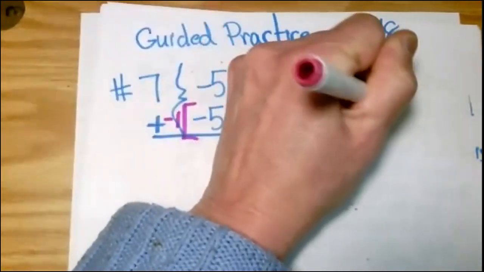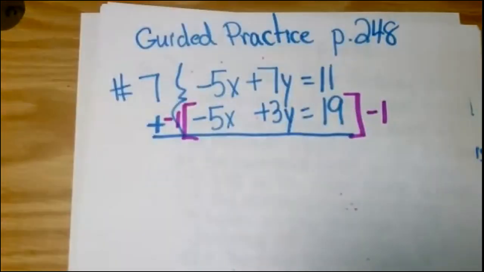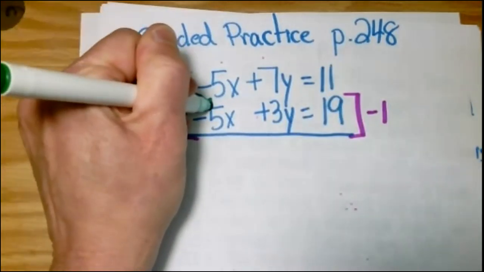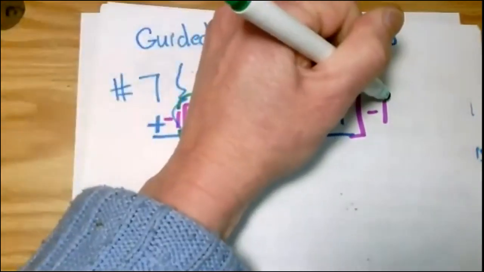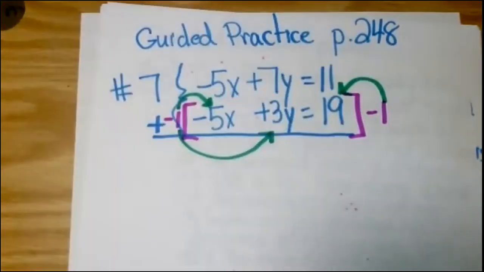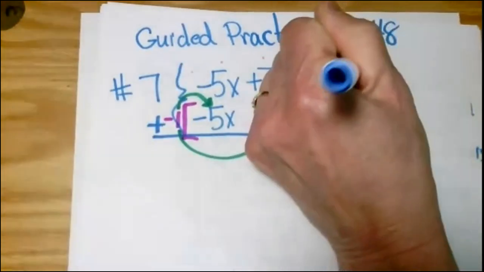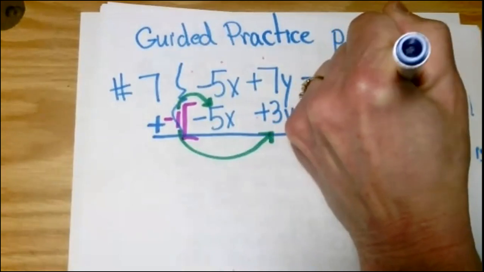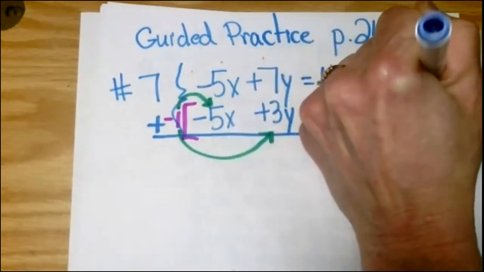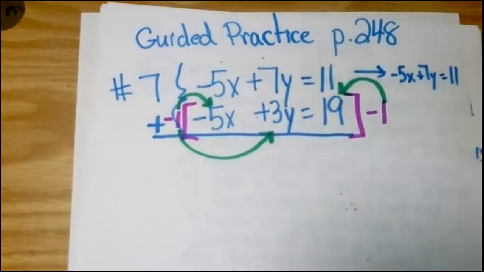I'm putting parentheses around the whole thing because I'm going to multiply the whole thing by a -1. I'm going to multiply -1 times -5x. I'm going to multiply -1 times 3y. And I'm going to multiply -1 times 19. Each one of the numbers. So I can leave my first equation the same. I'm going to have to scrunch this in a little bit. -5x plus 7y equals 11. That stays the same, doing nothing different to that one.